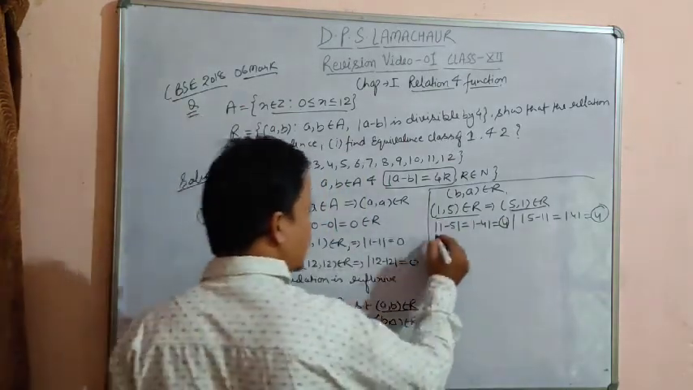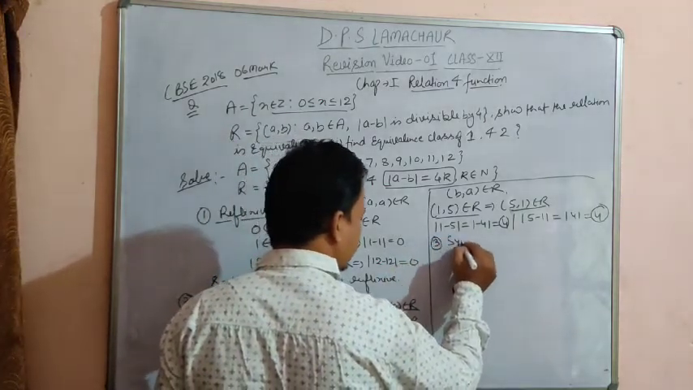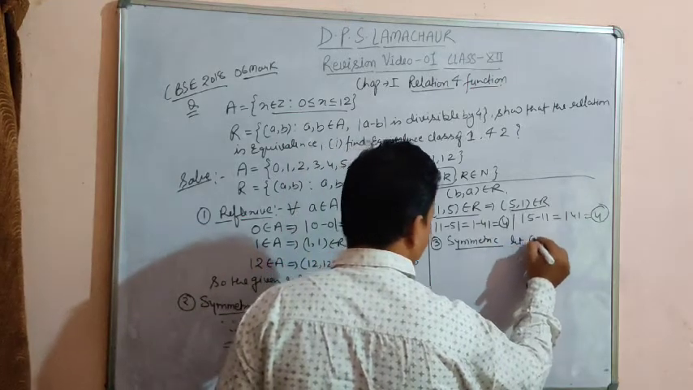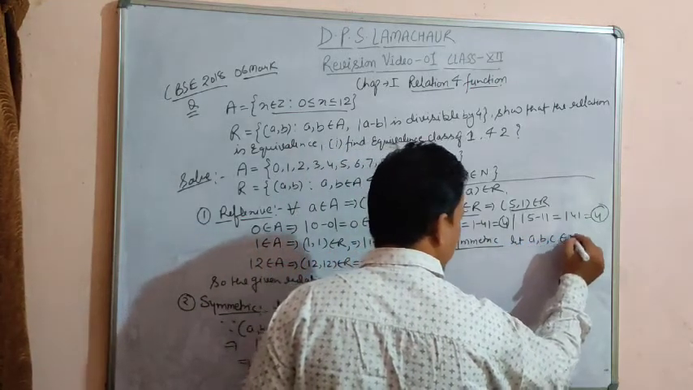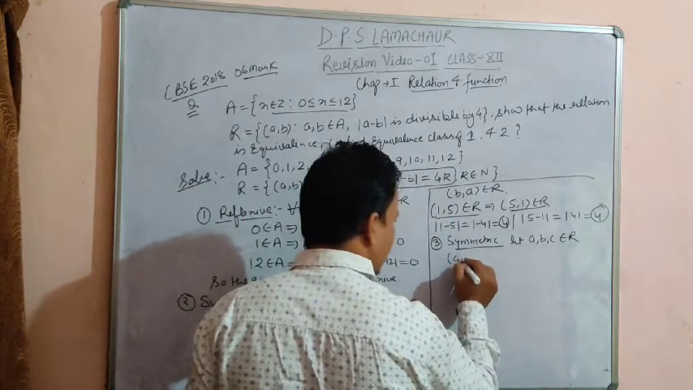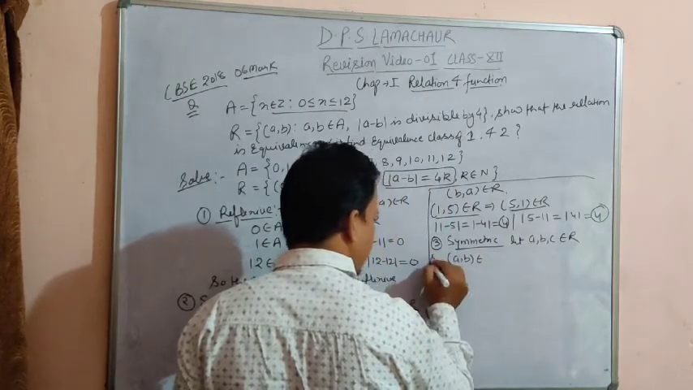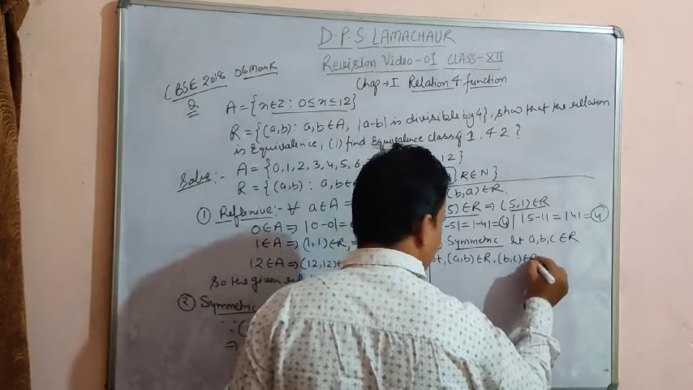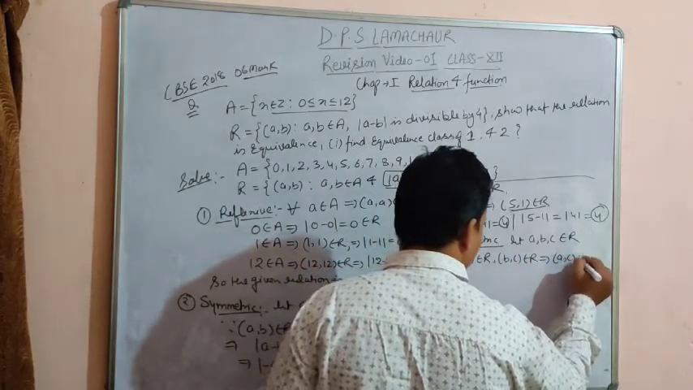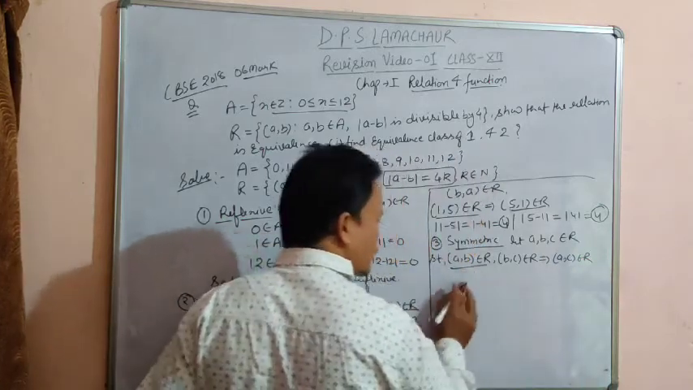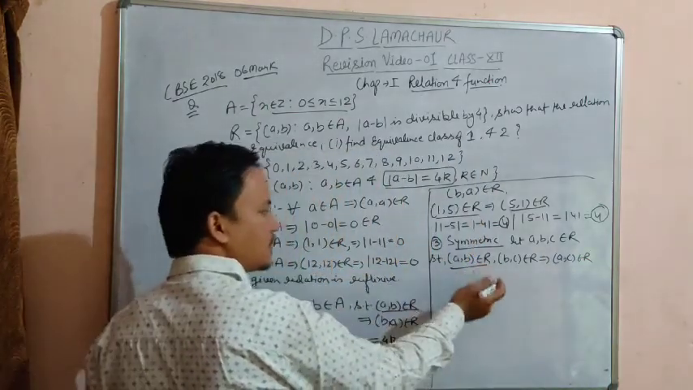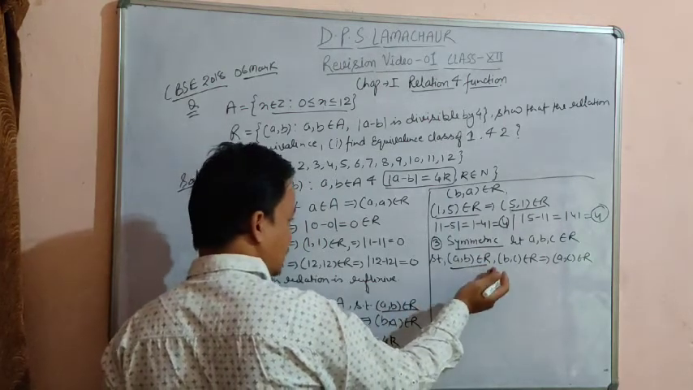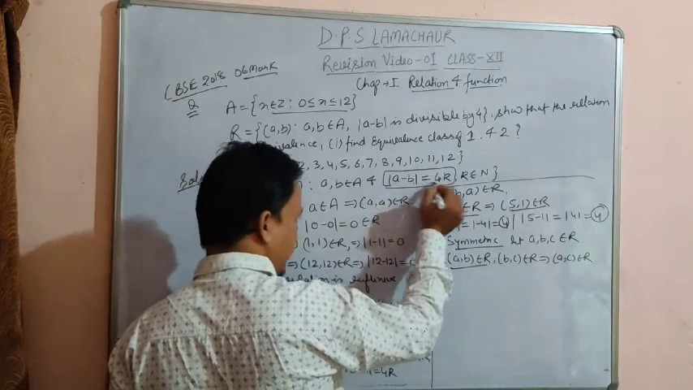Now the third condition is transitive. For transitive, let a, b, c be any three elements such that (a, b) belongs to R and (b, c) belongs to R, then you have to show that (a, c) also belongs to R. So dear student, if (a, b) belongs to R, what does it mean? It means a is related to b. By this, what is the condition of the relation? The condition is that mod of a minus b is 4k.